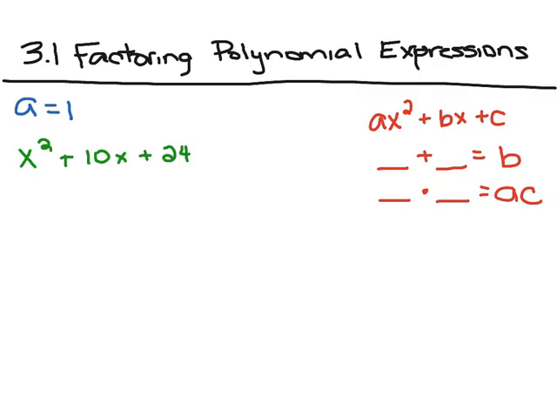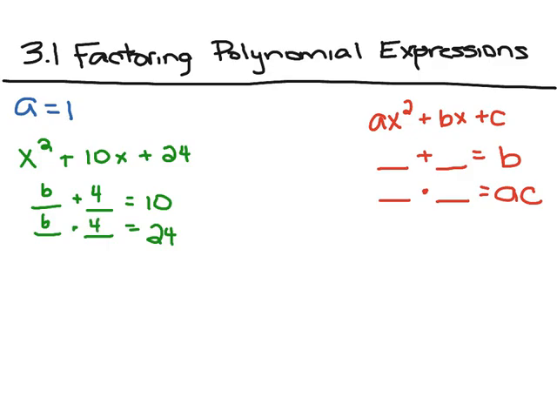If we take the polynomial expression x squared plus 10x plus 24, we want to find two numbers that when you add them together, you make 10. And when you multiply them, you get 1 times 24, which is 24. If you look through your factors of 24, 6 plus 4 is 10, and 6 times 4 is 24.